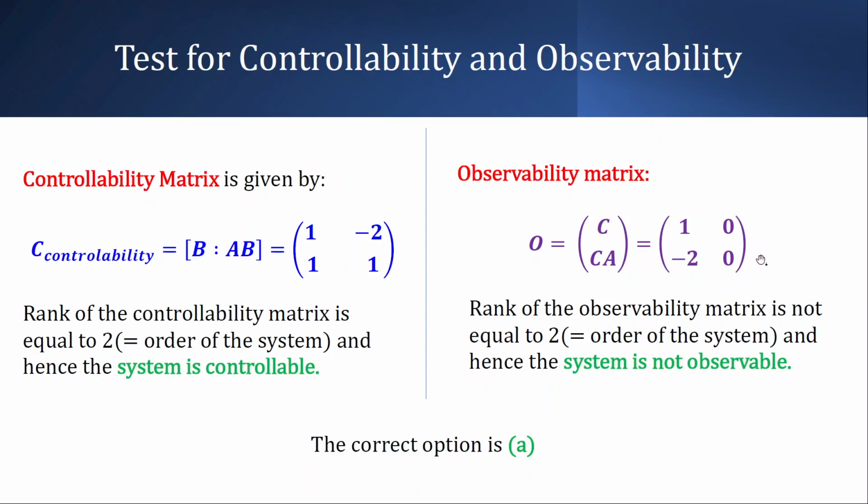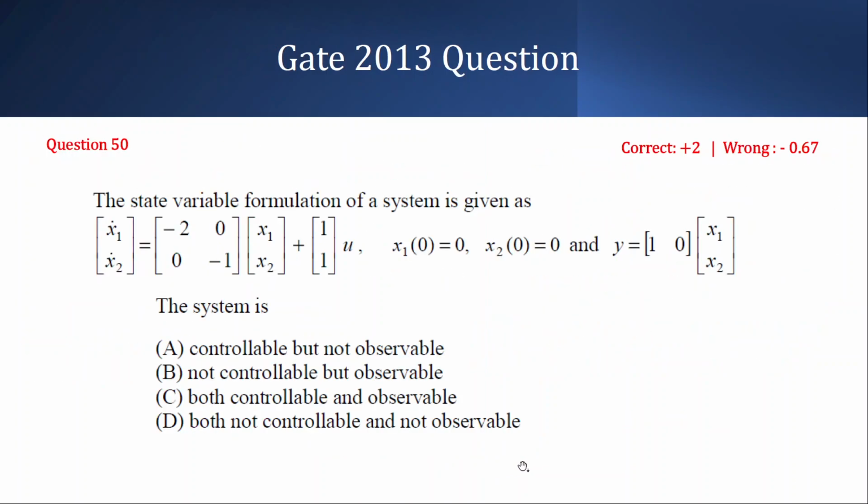Now, again, let us find the determinant of the observability matrix. What would be the determinant? That is 1 into 0 minus 2 into 0. So that is 0. So we can say that the determinant of the observability matrix is 0. Therefore, the rank cannot be equal to 2, and hence the system is not observable, as the order of the system is not equal to the rank of the observability matrix. So the correct option is A, which is: the system is controllable but not observable.